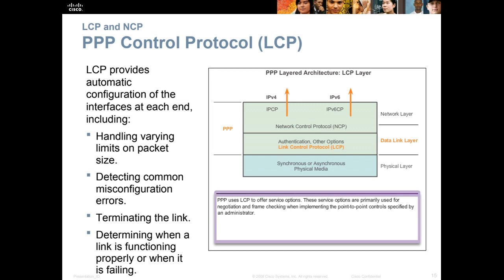LCP provides automatic configuration on the interface at each end, including handling varying limits on packet size, detecting common misconfiguration errors, terminating the link, and determining when a link is functioning properly or when it is failing. If the link is failing, what will it do? Remember, it will shut down the link. If the link quality is very bad, it will shut down this link. HDLC does not do any of this.